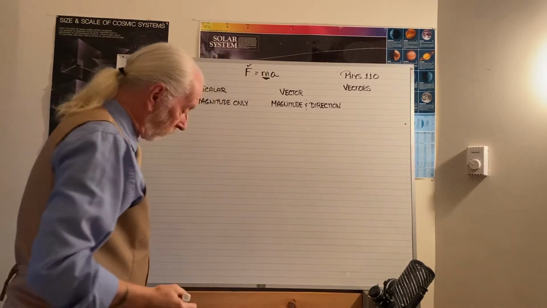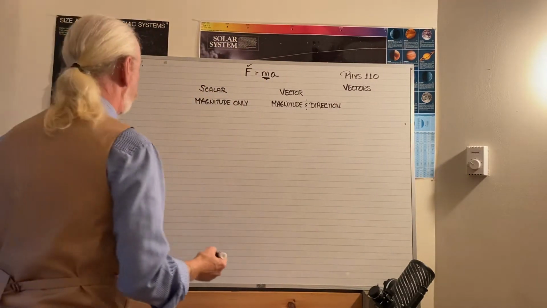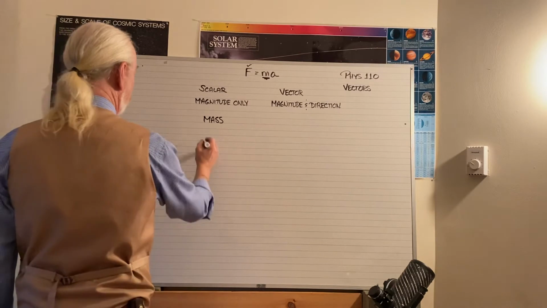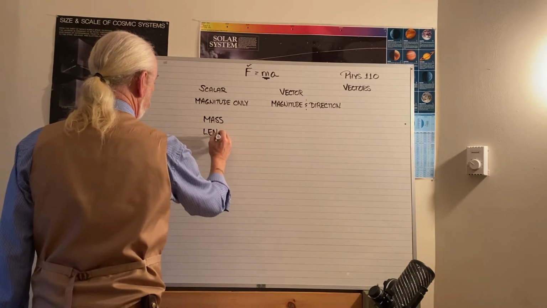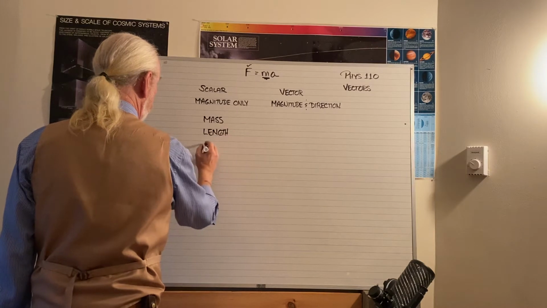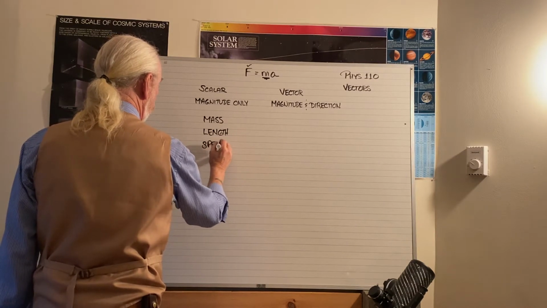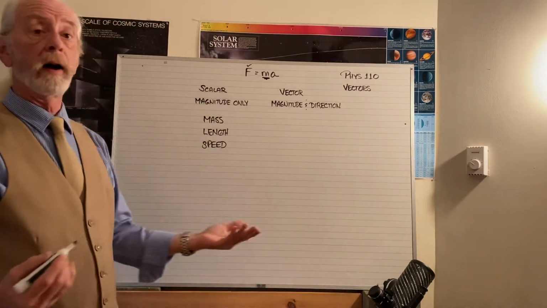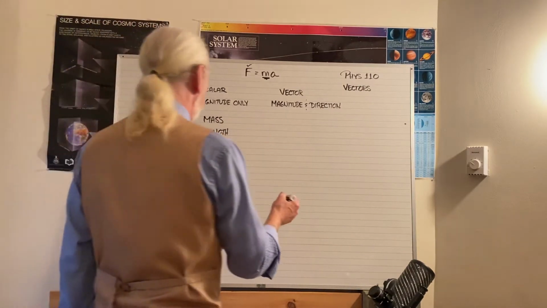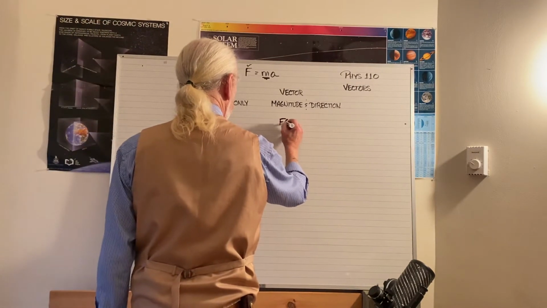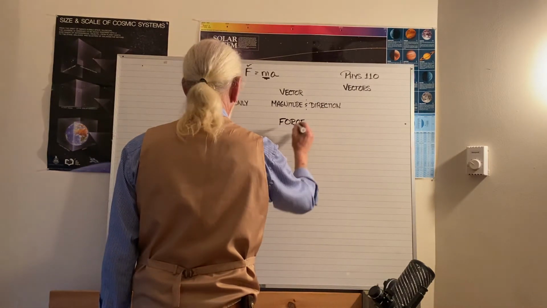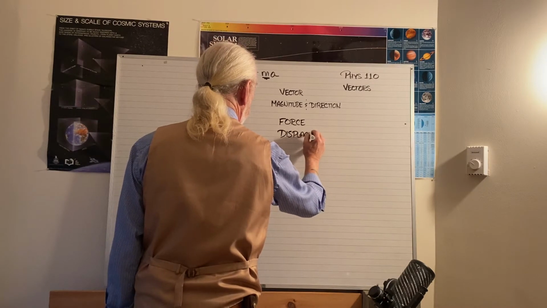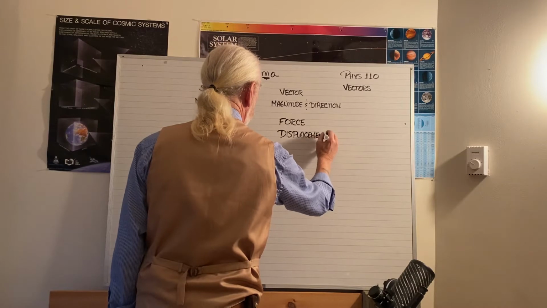All right. So some examples. Under scalar measures, we have mass, length, speed. All we care about in these cases is how much. That's it. Under vector measurements, force, displacement, velocity.